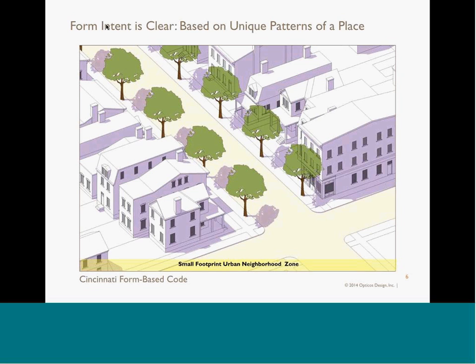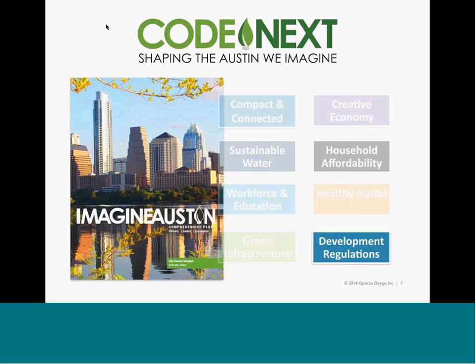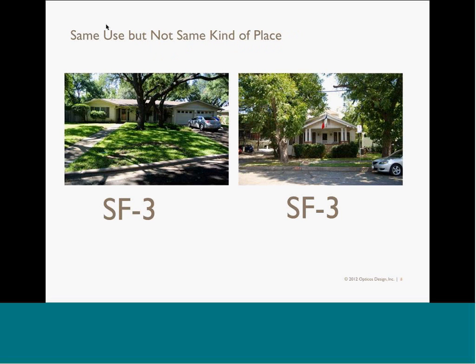So the form and the unique patterns and forms of these Cincinnati neighborhoods are the basis for these new form-based zones that can very effectively regulate development in these areas. The second example that I wanted to use is we're currently working on the citywide development code update for the city of Austin to implement their comprehensive plan called Imagine Austin, which has 8 priority programs, and the last one of those is updating their development regulations.